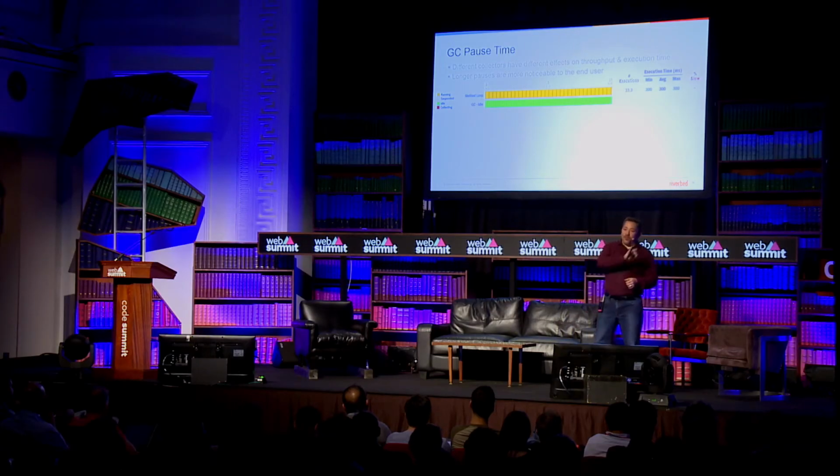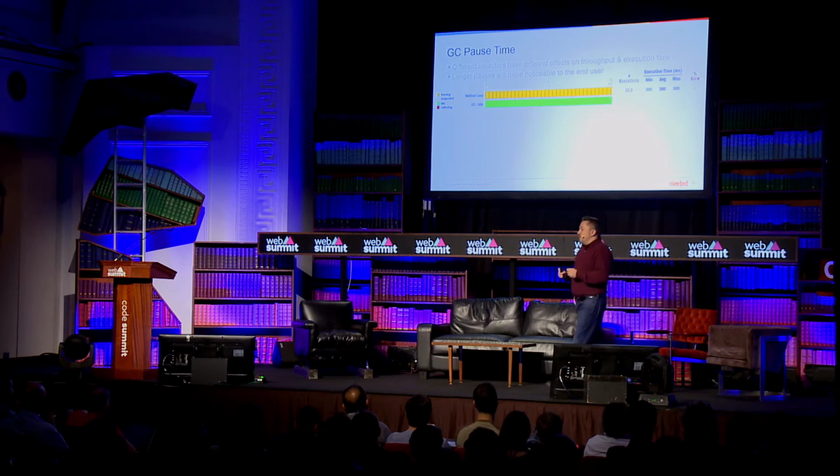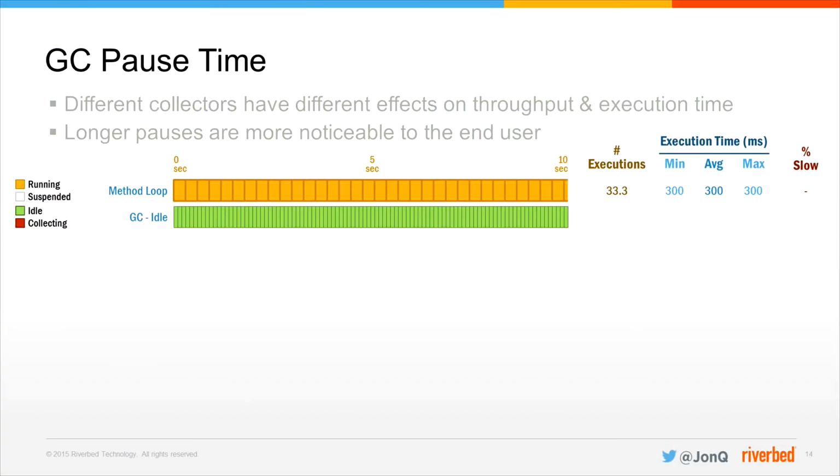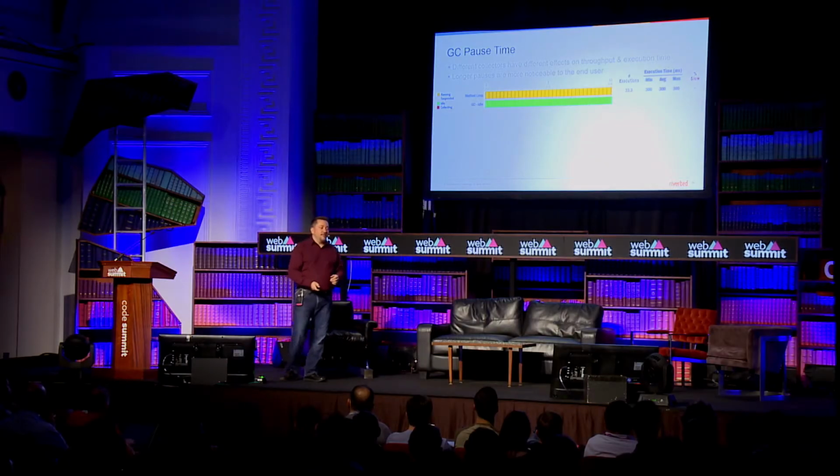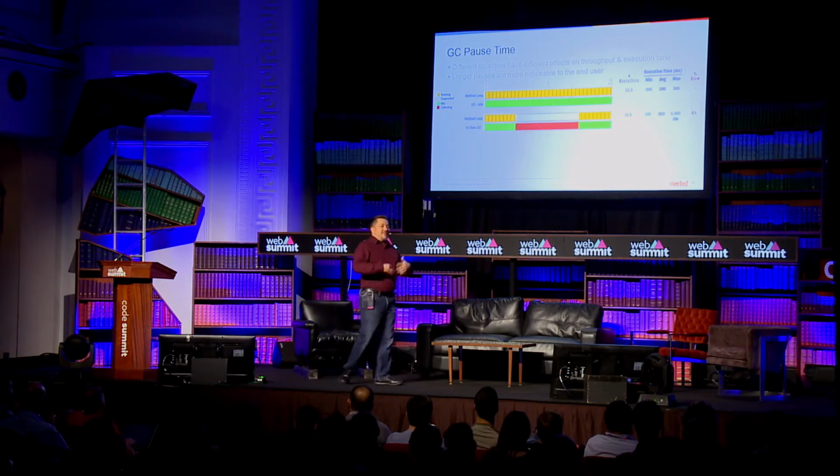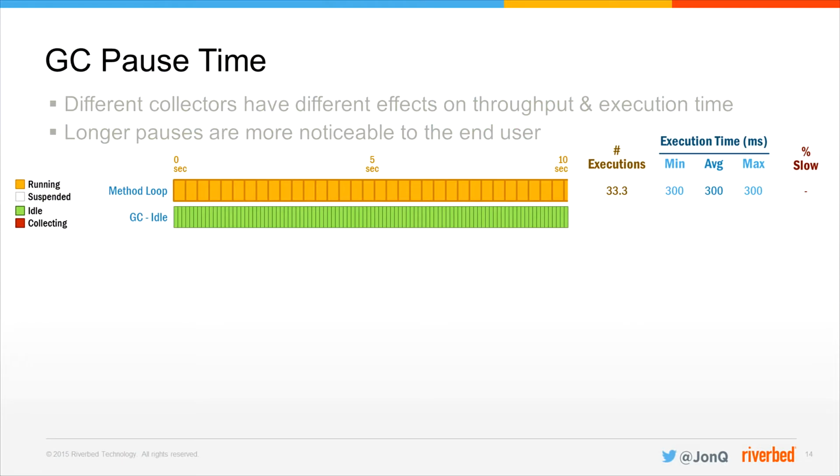Here's an example of a piece of code that we're running in a constant loop, the same method over and over, and the state of the GC. So this is the best state. There's no GC occurring. I've got 33 executions, and the min and max response time is 300 milliseconds. That's my starting point.